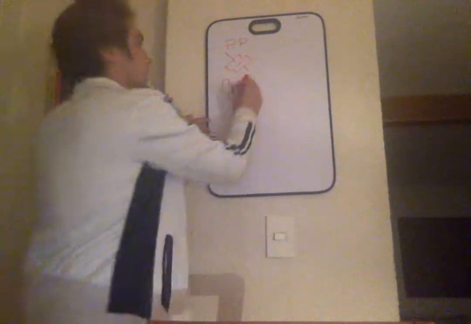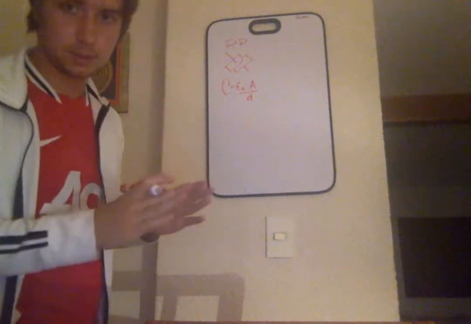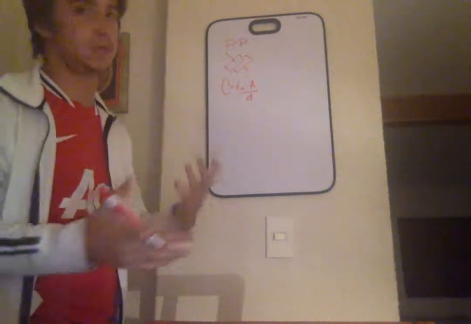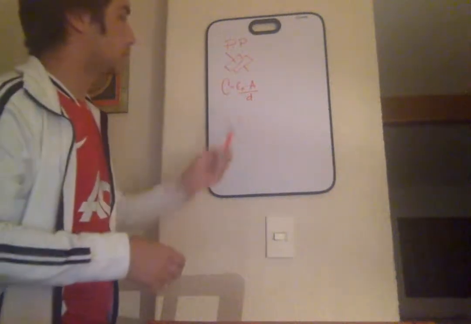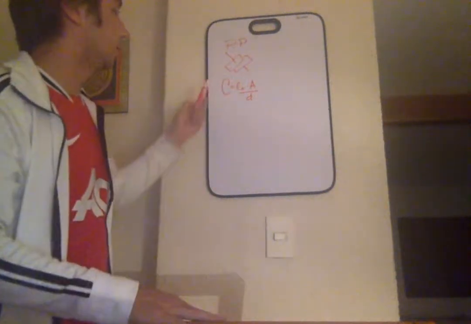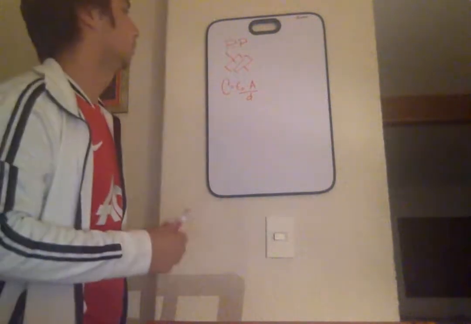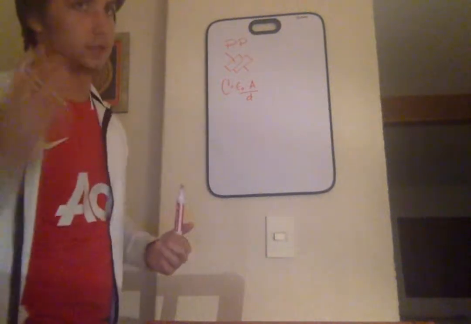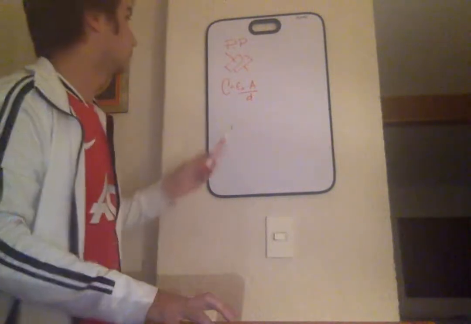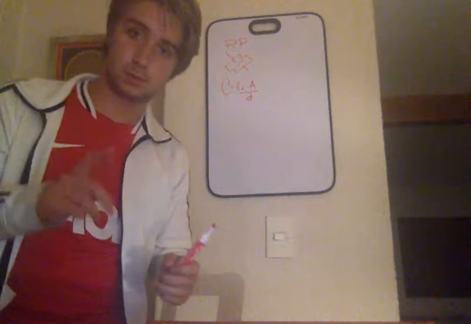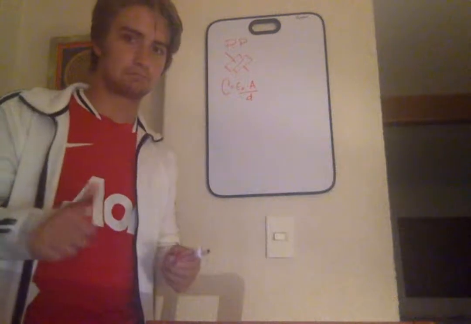That will be epsilon naught times the area over the distance between the plates, and that's the area of the plates, obviously. So we can see that if we increase the distance, the capacitance decreases, and if we increase the area, the capacitance will increase, and so on. So the area is directly proportional to the capacitance, and the distance between the plates is inversely proportional to the capacitance. Everything okay over there?